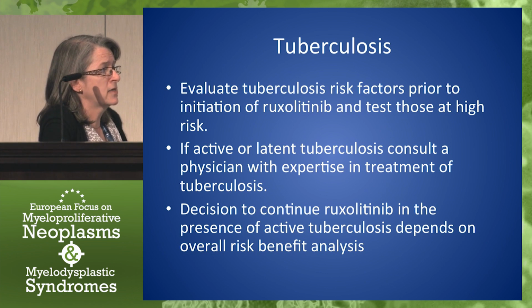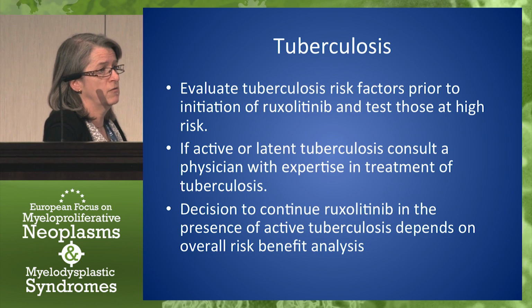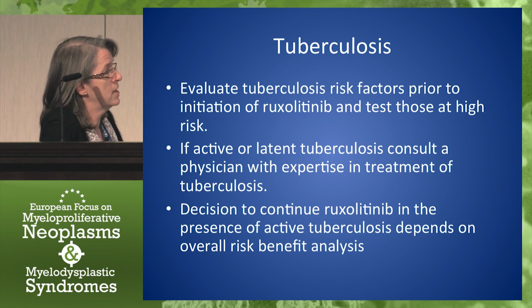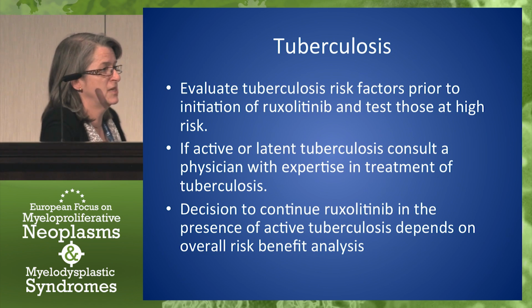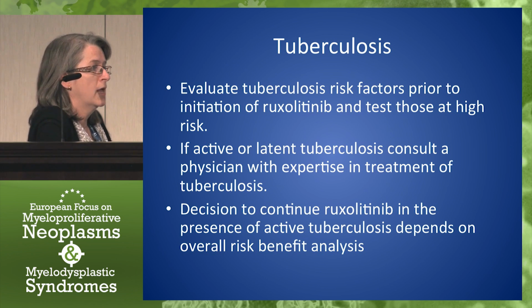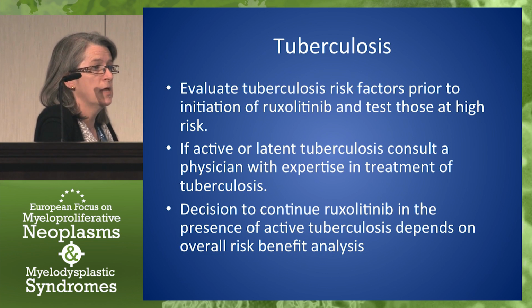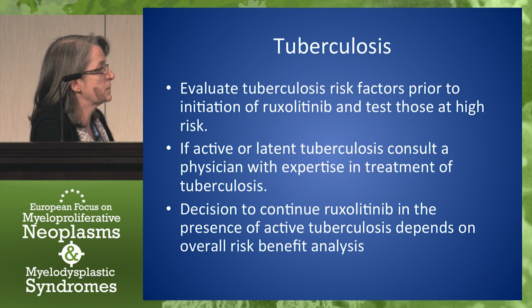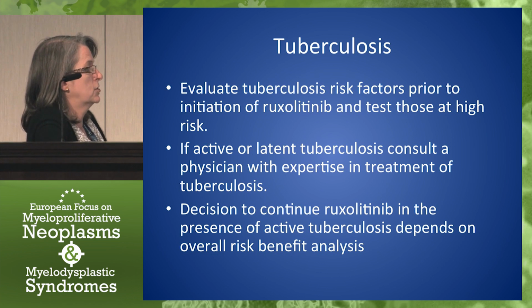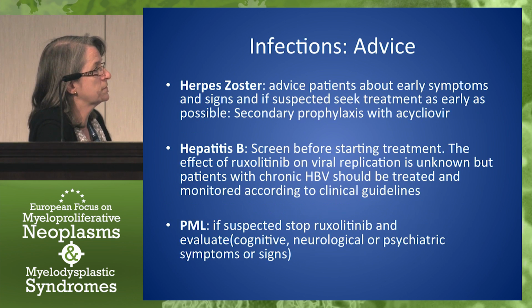If there is active or latent tuberculosis, my advice would be to consult a physician with expertise in the treatment of tuberculosis, because I don't think as haematologists we have enough expertise to decide on that ourselves. And we see this with AML patients as well, whose lesion is such that they actually need to go on some treatment. And there may be an issue with starting people on rifampicin if they are going on ruxolitinib, but I think that's one for advice with an expert in tuberculosis. So it overall depends on the risk-benefit analysis in somebody who has active tuberculosis.